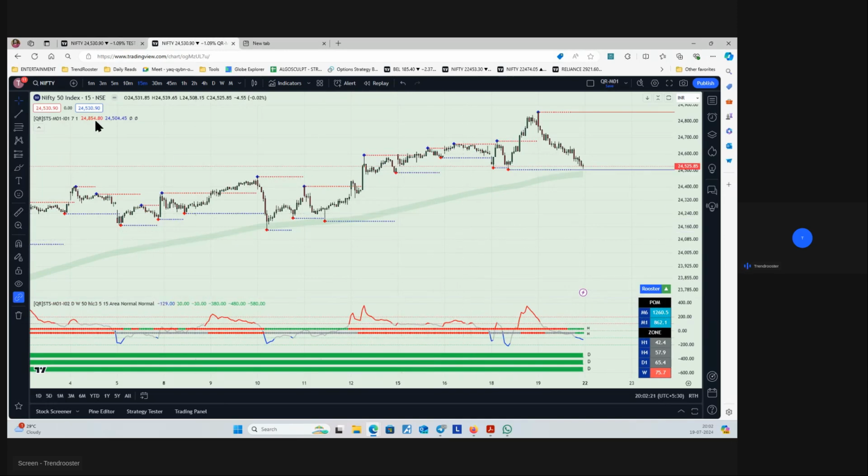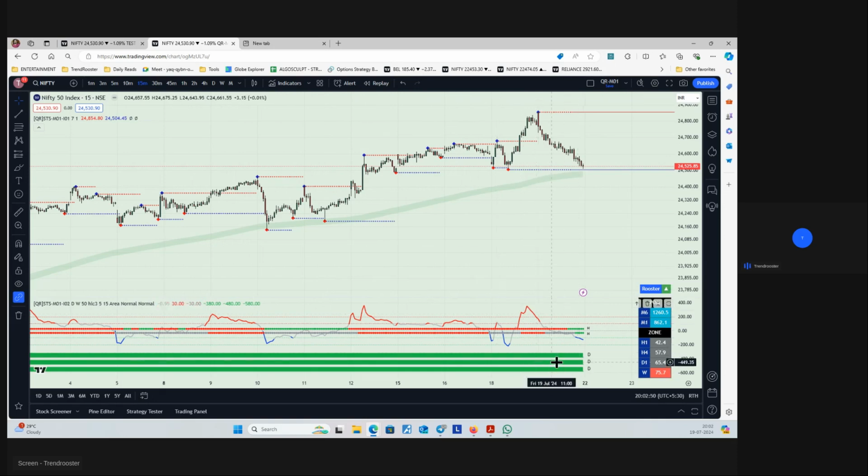There is a top indicator and then a bottom indicator, and each of the color coding measures something. You guys who have been following Trendrooster know how I derive everything. This is actually far more advanced than what is publicly available to anyone.